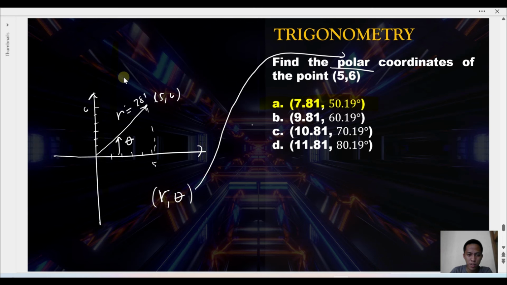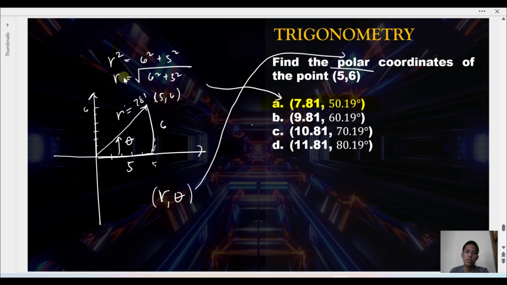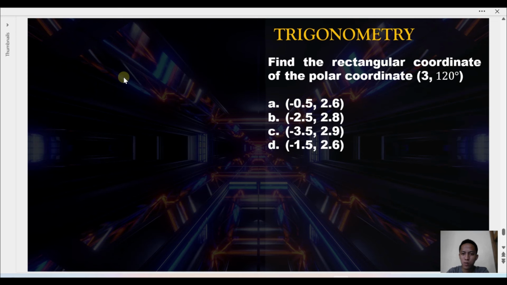Okay, so recalling, if this is 5 units, yung height niya is 6 units. You can compute for r squared as 6 squared plus 5 squared using your Pythagorean theorem, and you can check that it should be equal to 7.81. And the angle between that is tangent. Tangent theta is opposite over adjacent, so that is 6/5. If you compute that using your calculator, it should give you 50.19 degrees.